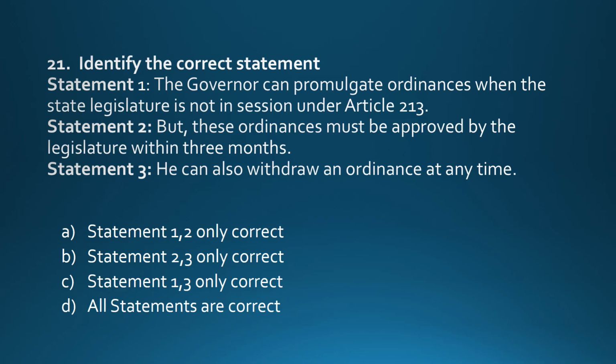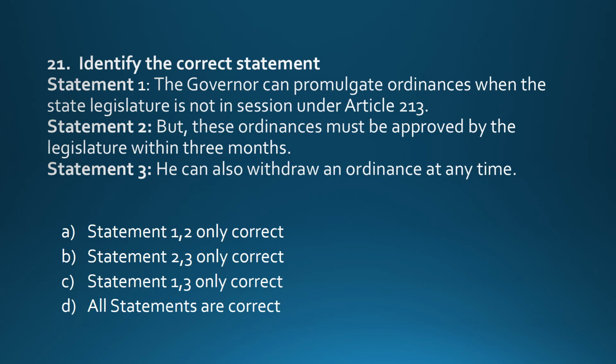Question number 21. Identify the correct statement. Statement 1. The governor can promulgate ordinances when the state legislature is not in session under Article 213. Statement 2. But these ordinances must be approved by the legislature within 3 months. Statement 3. He can also withdraw an ordinance at any time.